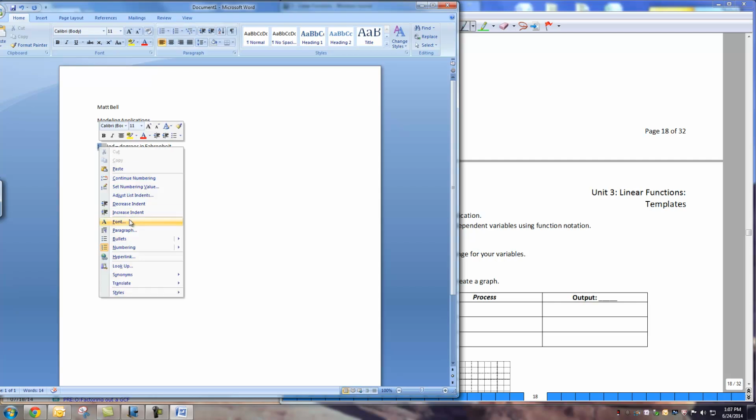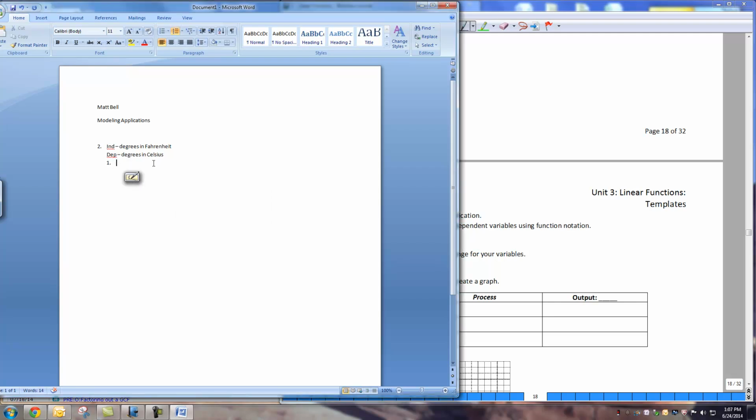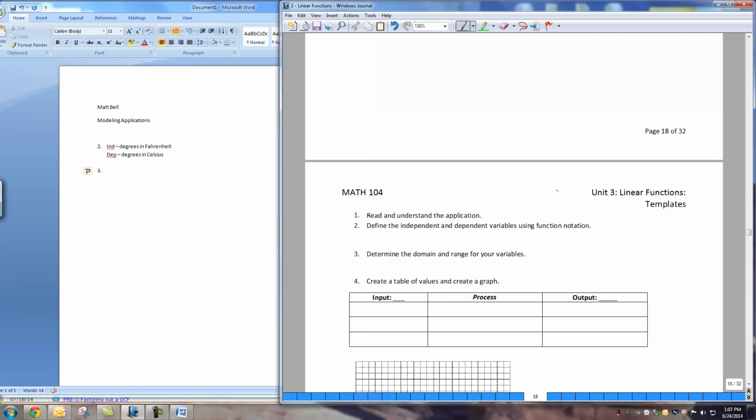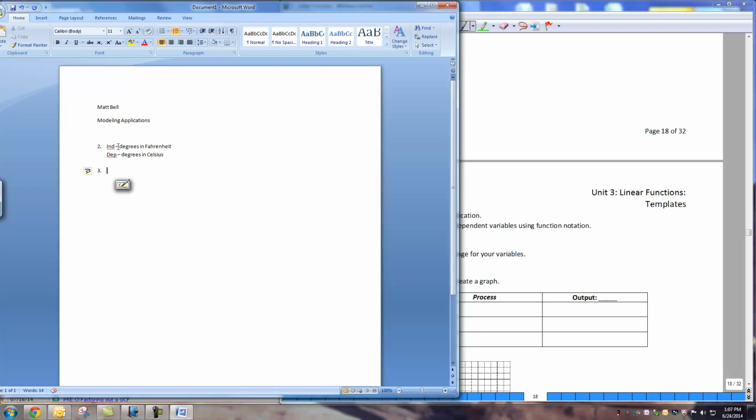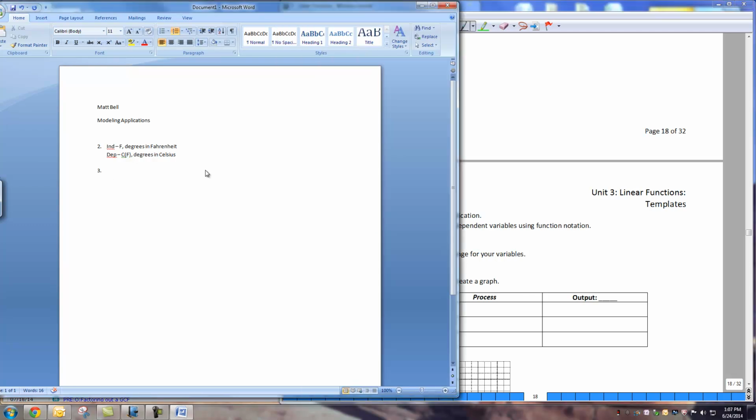Then you can come in here and define. Okay, question: define the independent and dependent variables. So this is going to be F, and this one is C of F. Alright, question 3 says, determine the domain and range. So I'm not going to do that yet, I'm going to wait to graph it. So here's, I'll put the domain and the range.